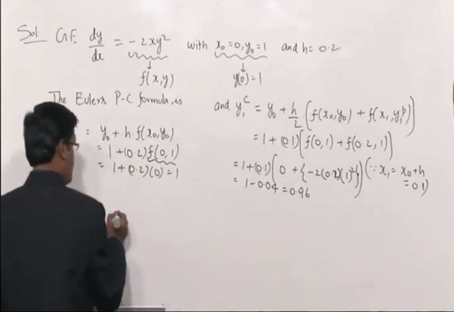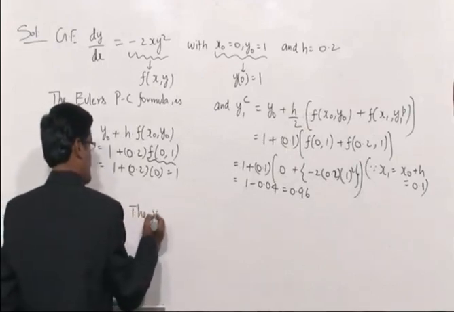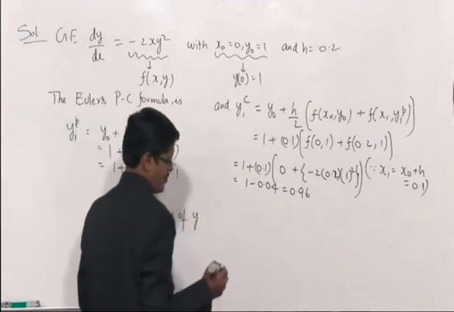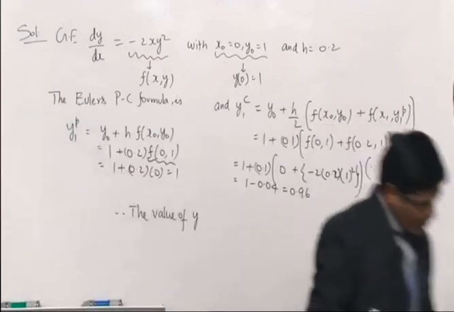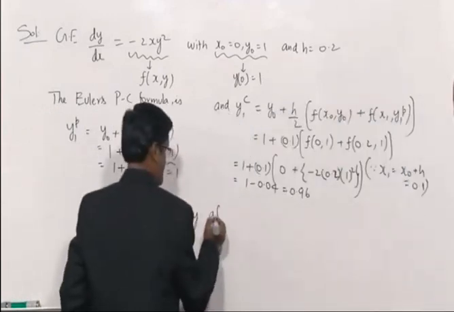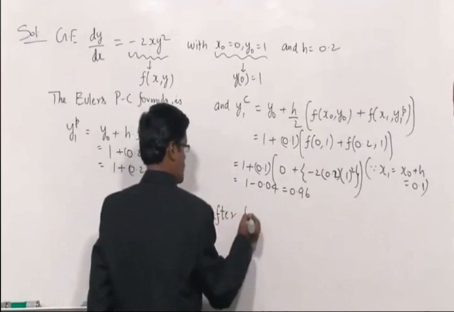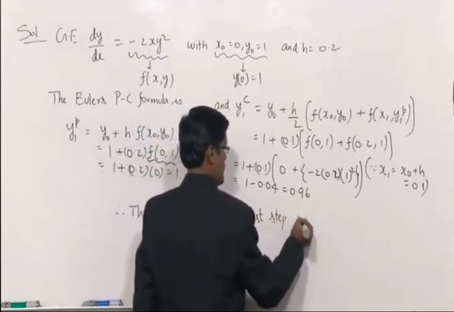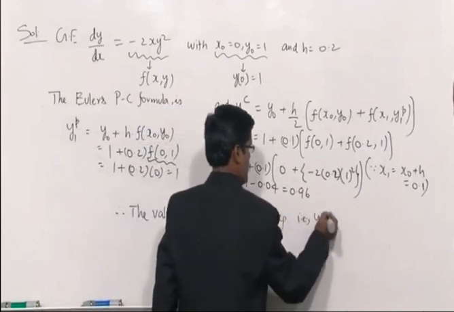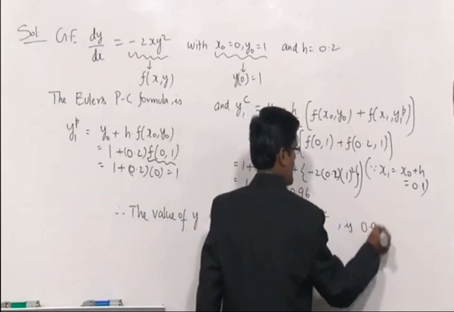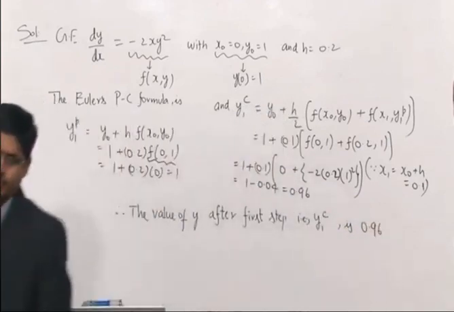So therefore the value of y, what is the question required? After first step, that is y1c, comma, is 0.96. That is the conclusion.